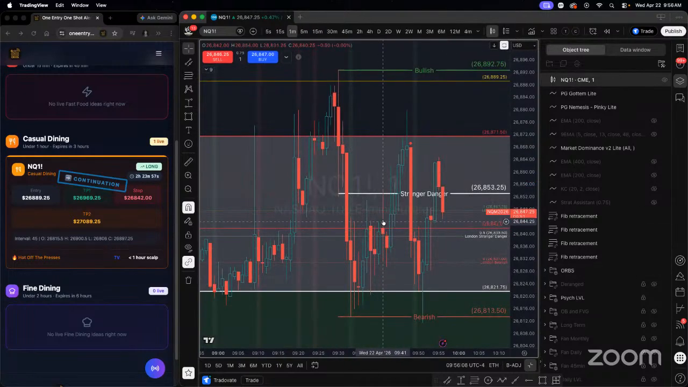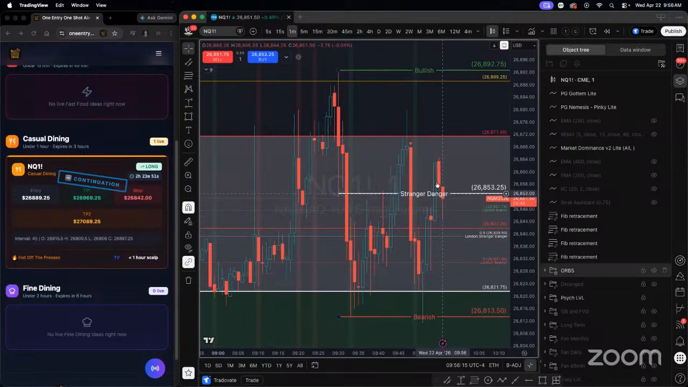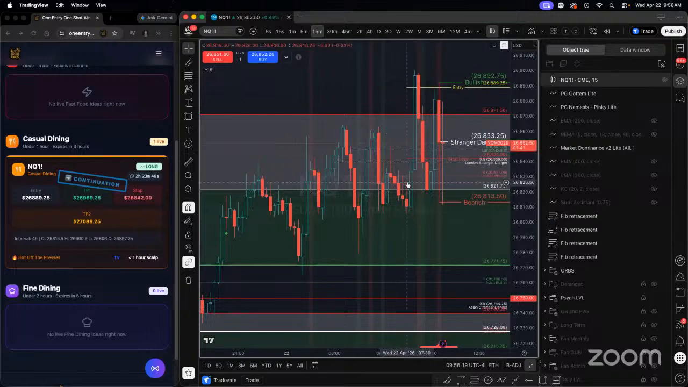Nice little push to the upside, very choppy up, choppy up, choppy up. All right, they realize they can't get it. Boom, we push right back down. Then they're choppy up again, and they're going to try to see if they can flip this right back over. I don't know if they can, but we will find out in a little bit.